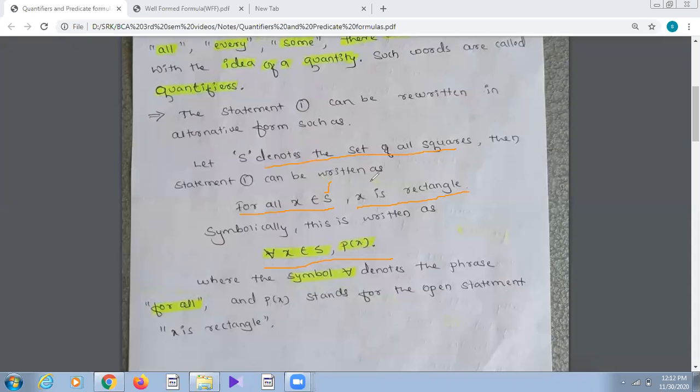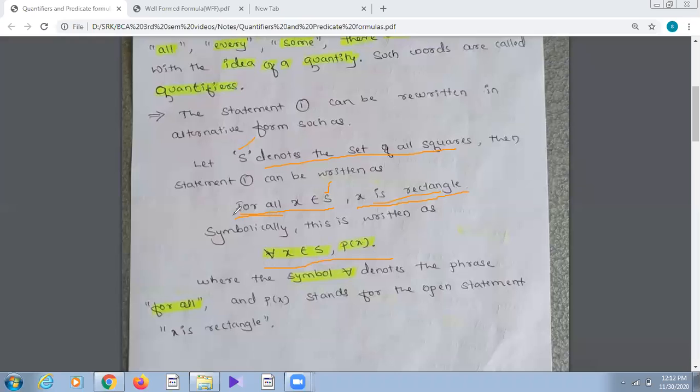That is the statement. Here we denoted the set of all squares as S. Then x means that it is a rectangle here. So S is all squares. In the first statement only the word all is there, so here we have given that it is for all.